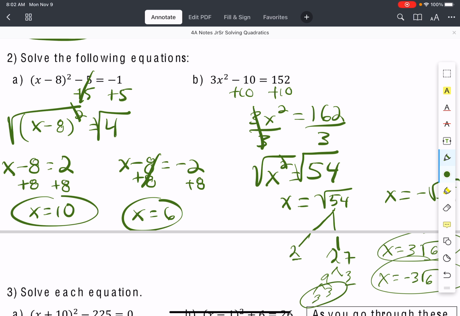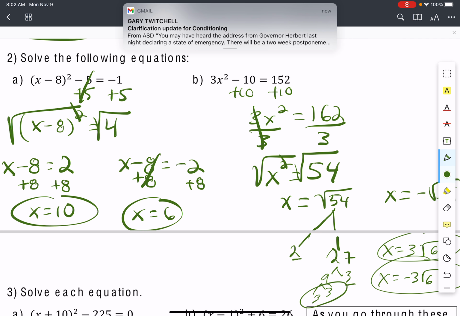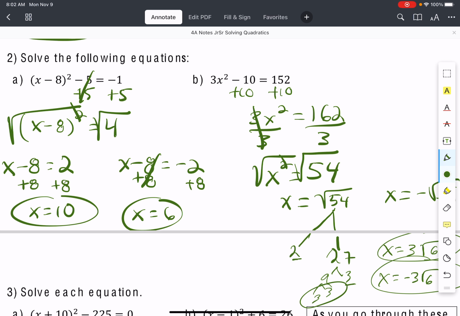Do you notice there was no parentheses being squared with nothing inside it, like on this one? Does that make sense, you guys? Do you see it? Yeah? So when the X is by itself, then I can just plus or minus at the end. But when the X isn't alone, when it's being squared, I have one more step, okay?